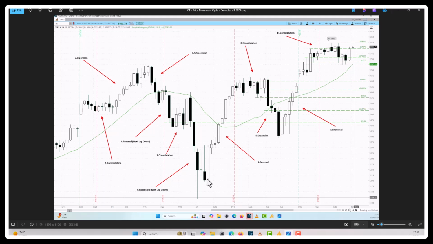Yes, but look at here, you see that? After the reversal, it goes back to consolidation, and consolidation is going to make what? Expansion and reverse. And after the reverse, it goes back to consolidation. Same here. After reversal, it goes back to consolidation. After reversal, go back to consolidation right there.